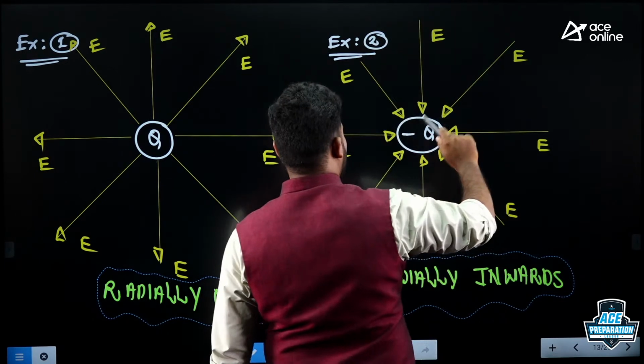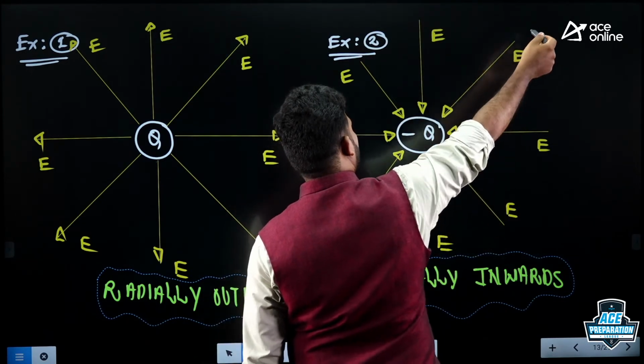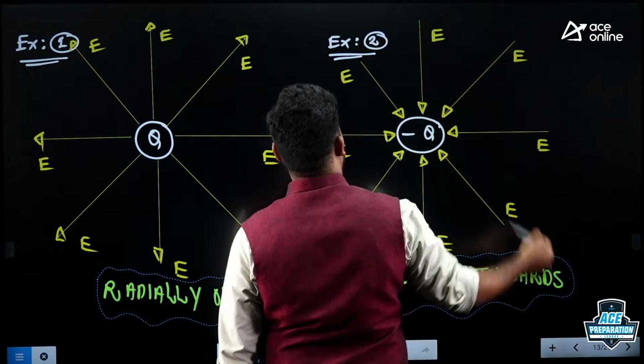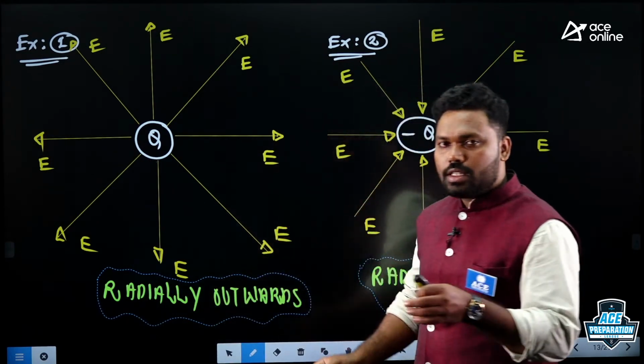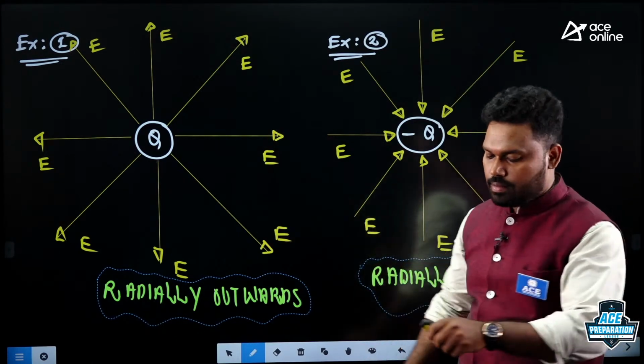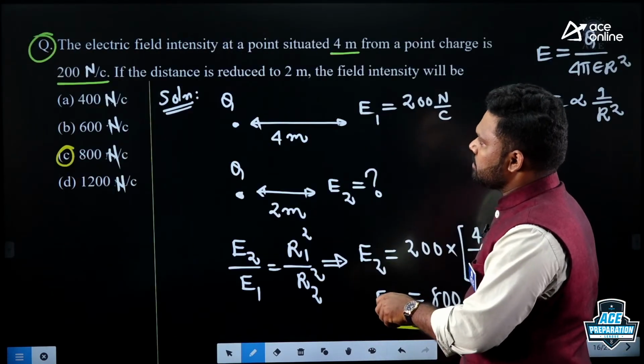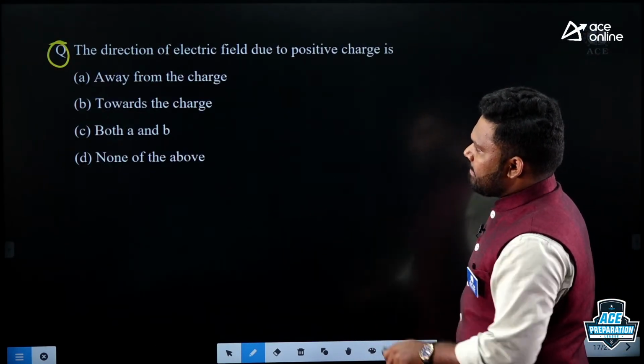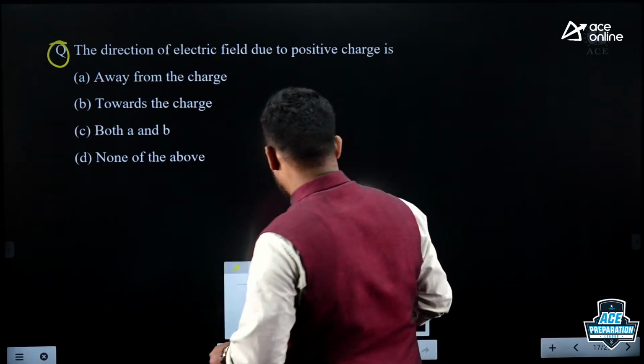So this is a negatively charged one. Suppose there is some charge here, the force on that one will be towards this one. Fine. That means for the positive charge, electric field lines are outwards. For the negative charge, electric field lines are inwards. Fine. So here it is away from the charge.